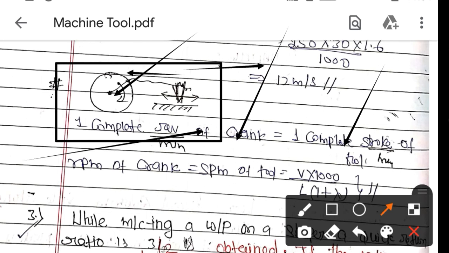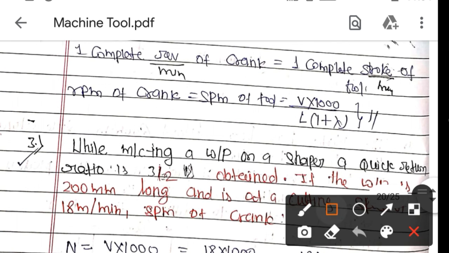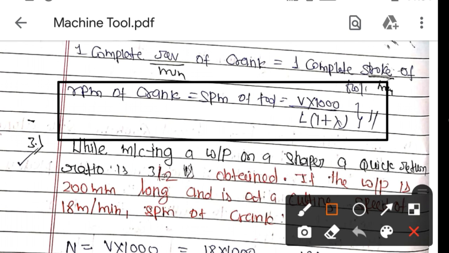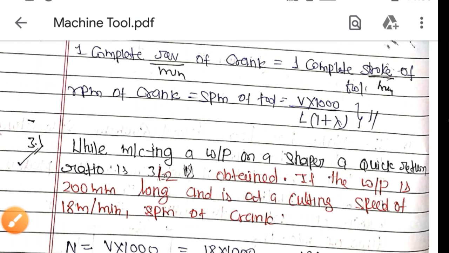Then what I have done is divide both sides by minute. So revolutions per minute of the crank will be equal to strokes per minute of the tool, which will be equal to V into 1000 divided by L into (1 plus lambda). Please remember this point. RPM of the crank is equal to strokes per minute of the tool is equal to V into 1000 divided by L into (1 plus lambda), where lambda is the quick return ratio, which will always be less than 1. Okay, so this is the important one. Please remember this.